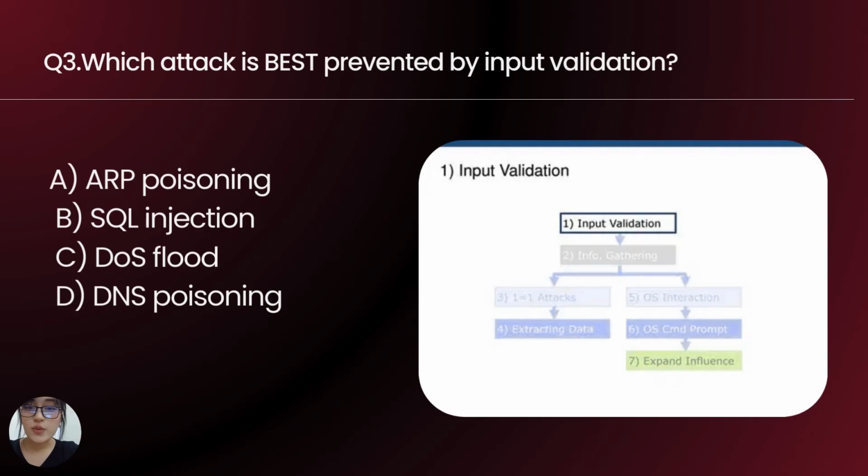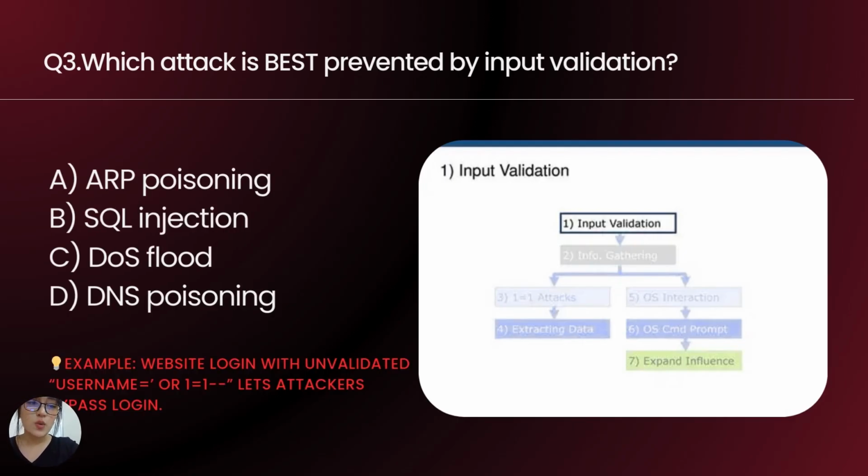Let's go to question 3. Which attack is best prevented by input validation? A. ARP poisoning, B. SQL injection, C. DoS flood, or D. DNS poisoning. Now, what is ARP poisoning? ARP poisoning is a layer 2 attack. The fix is MAC filtering or dynamic ARP inspection, not input validation.